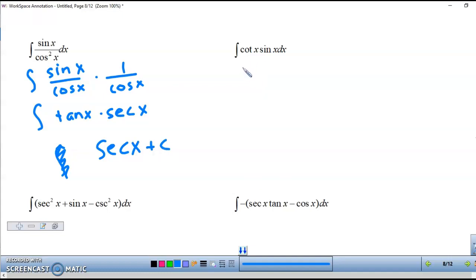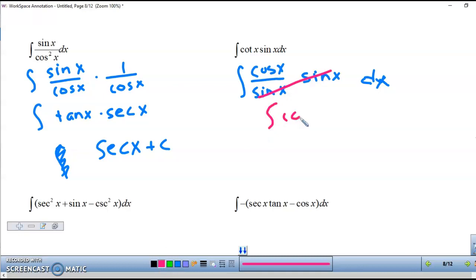What if I rewrote on this one cotangent to be cosine x over sine x, and then I multiply by sine x? Well, if we look at that, these sine x's cancel, and now I just have the integral of cosine x. And we know the integral of cosine is sine.